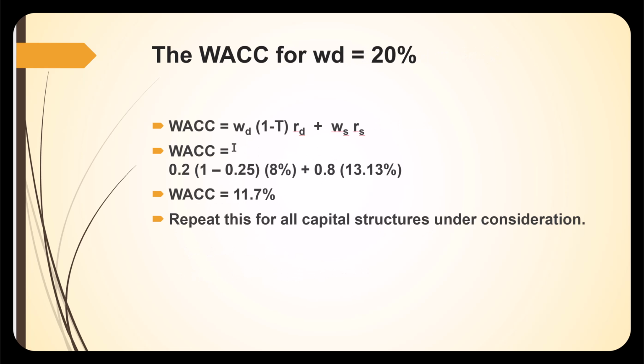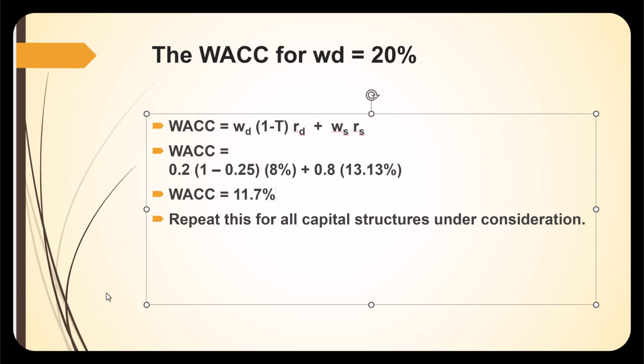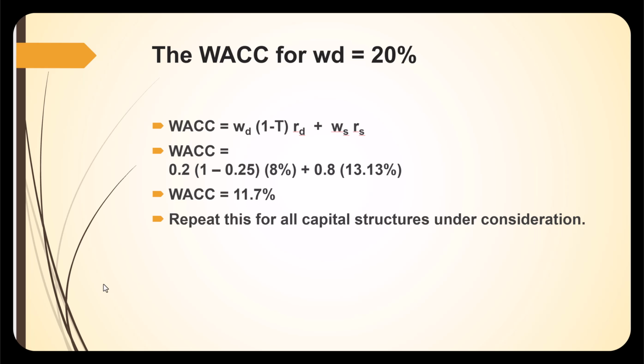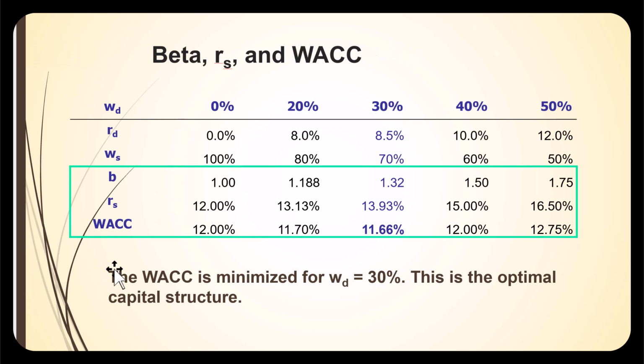So what's the weighted average cost of capital? It's 20% times their 8%, which is what it costs to borrow, plus 80% of the 13.13. So now their weighted average cost of capital is now 11.7%. So if we do that for all of the capital structures that we're considering, what does that look like?